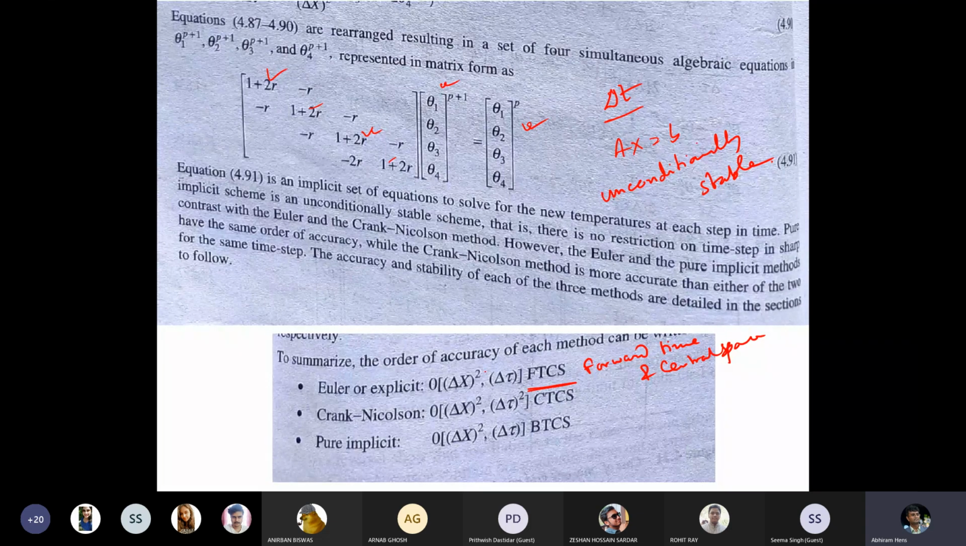And its order of accuracy is such that, since you are using central difference in space, and if you recall that central difference is second order accurate, your order of accuracy in terms of space is second order, and in terms of time is first order, because you are using a forward derivative for the temporal term. But Crank-Nicolson is second order in both delta x square and delta t square, meaning it is central in time and central in space.